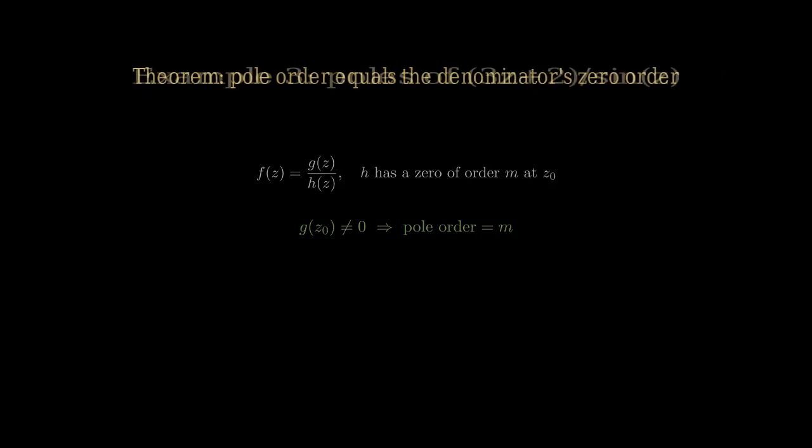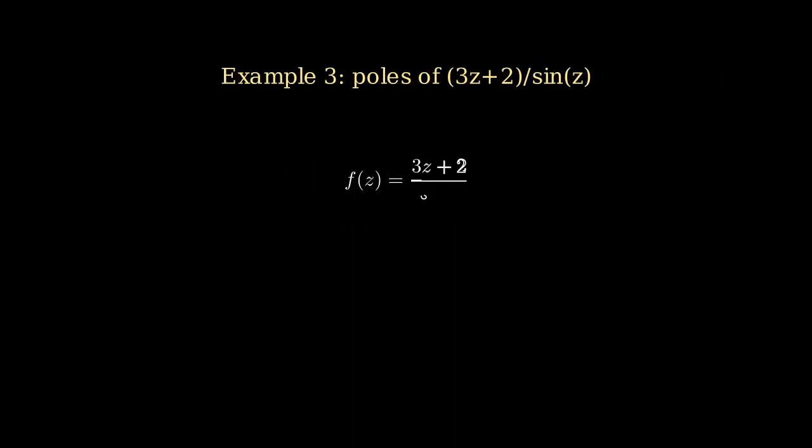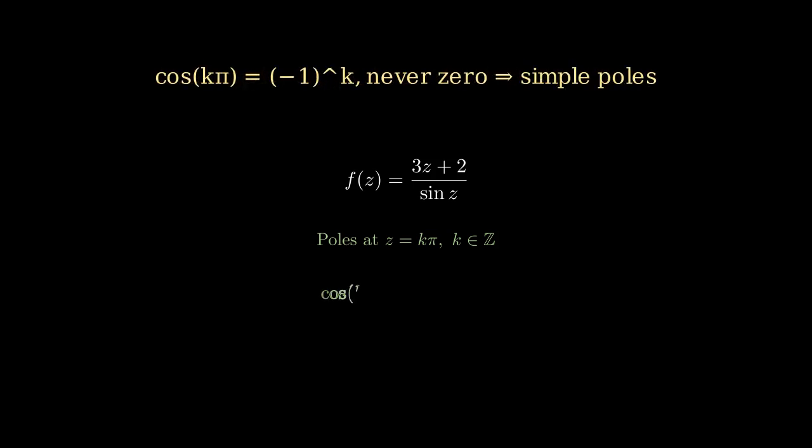Worked example 3. Poles of a trig denominator function. The function is the quantity 3z plus 2 divided by sine of z. The poles occur wherever sine of z equals 0. These are z equals k times pi for any integer k. Checking the derivative of sin z at these points, cosine of k times pi equals negative 1 to the power k, which is never 0. This confirms every one of these poles is simple.